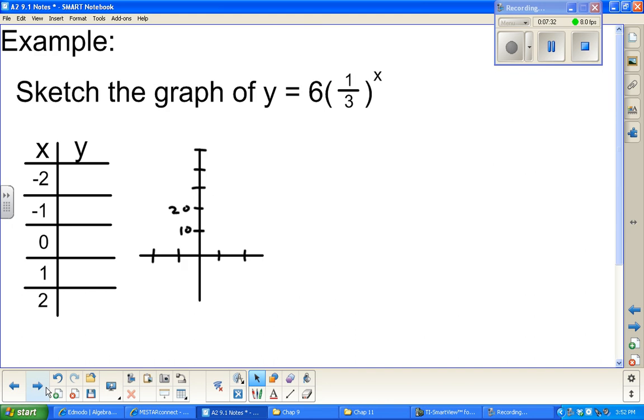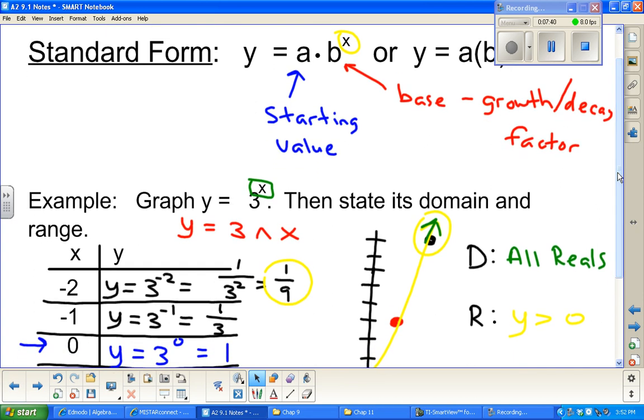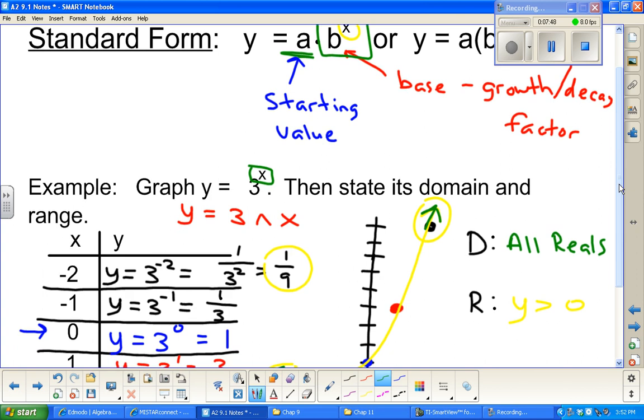Here's another example. Oh, let me go back to that one. I want to point one thing out. I know we said the general form was a times b to the x, so there's this a value. Our graph just had this piece, 3 to the x power. A lot of times that a value is just assumed to be 1. If there's no number sitting out front, you can think of it as a 1.